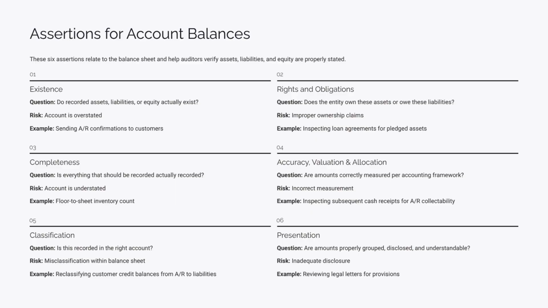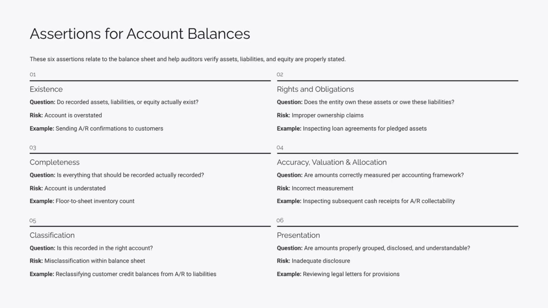4. Accuracy, valuation, and allocation. Question: are the amounts recorded correctly and measured in accordance with the accounting framework? This covers things like AR collectability, warranty accruals, amortization, impairment. Example: inspecting subsequent cash receipts for overdue AR to assess collectability.